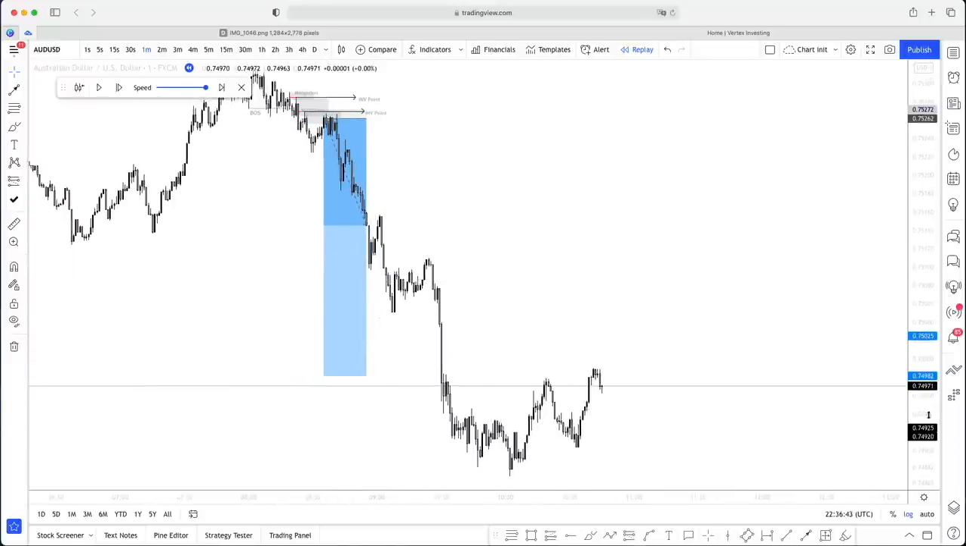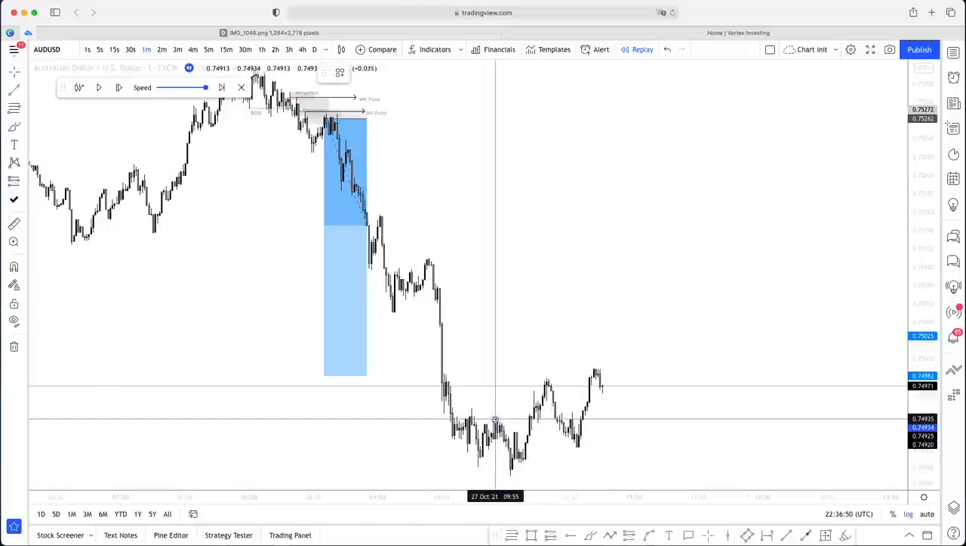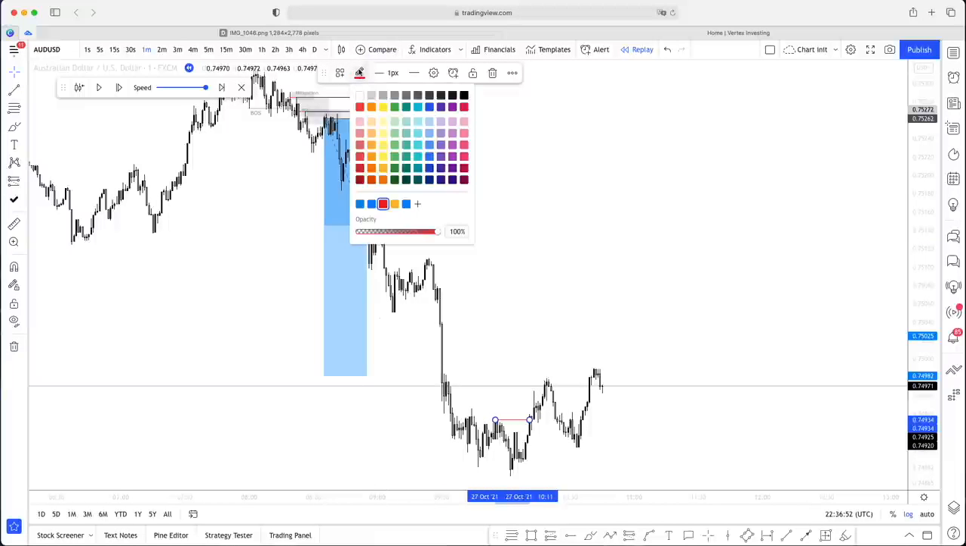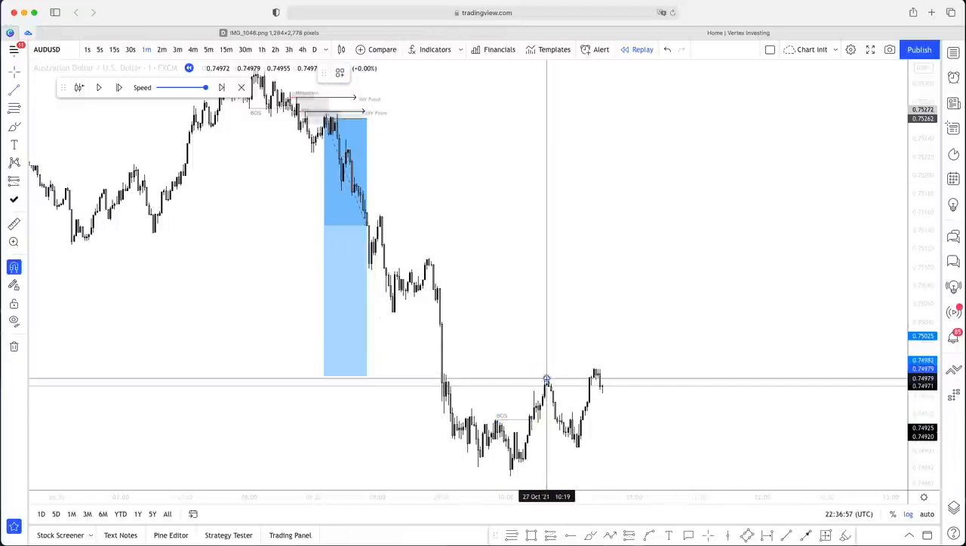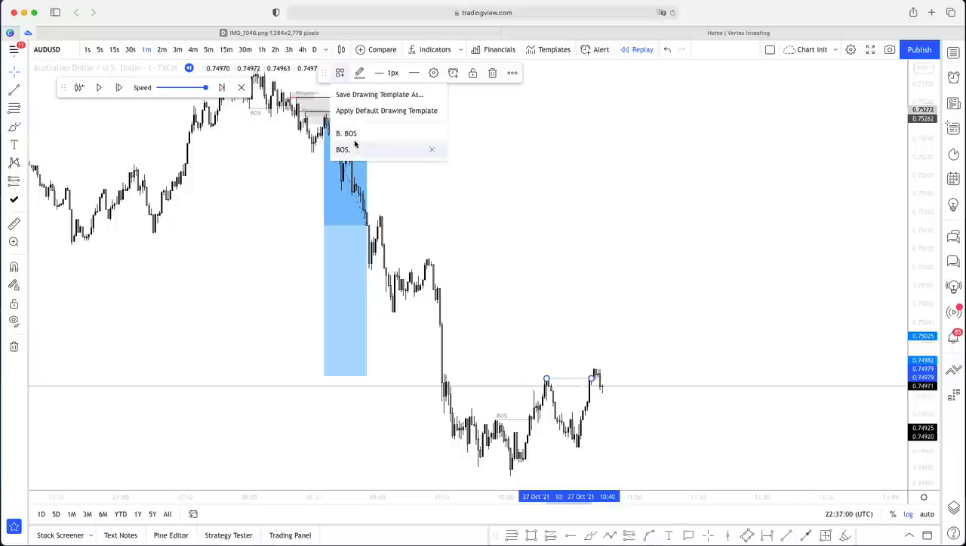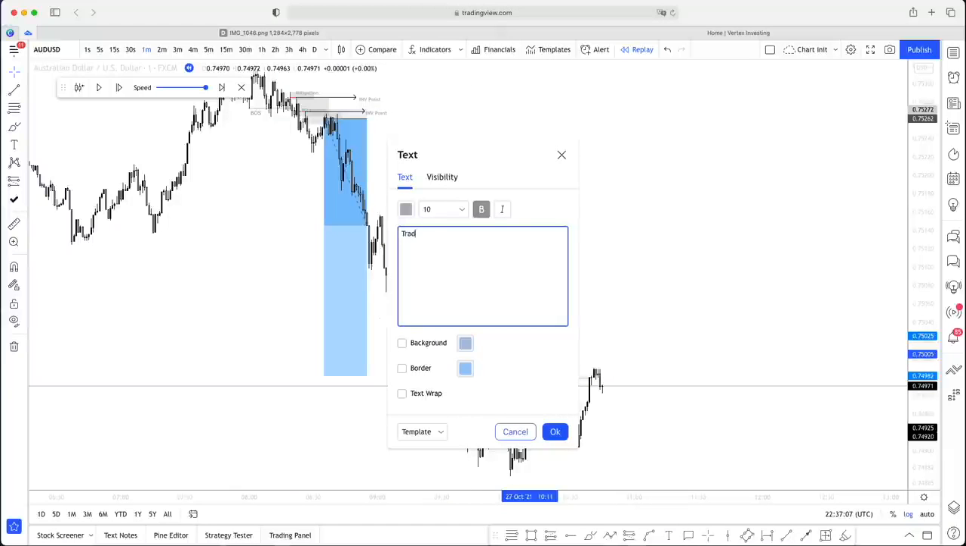Okay, so what I'm going to do is mark out the breaker structure. Let me mark that out for you, and that is this one, and same thing here. There we go, and trade closed fully due to change of trend.